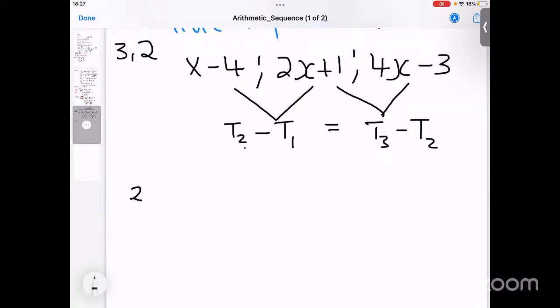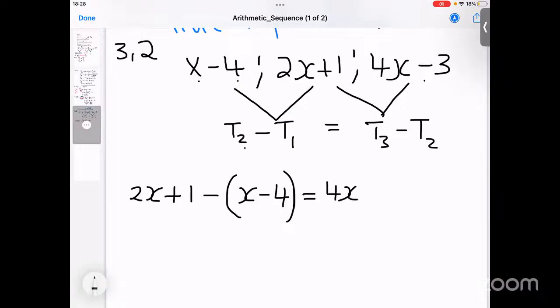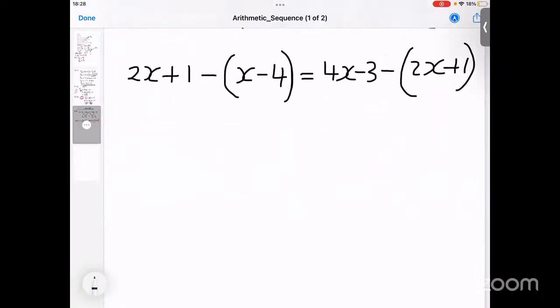Your term 2 is 2x plus 1, you minus it by x minus 4. Be very careful, you put it inside the brackets because it has 2 terms. Then you write it as x minus 4. And then now you can equate it to your term 3, which is 4x minus 3 minus, be careful, 2x plus 1. Reason why they ask this question is because they know someone is not going to put it inside the brackets. And with you not doing that, it means already everything is wrong.